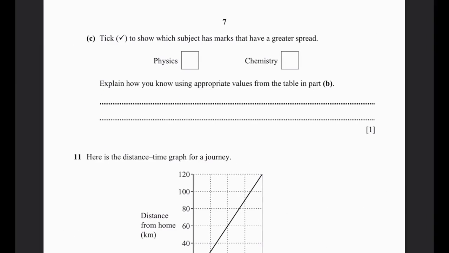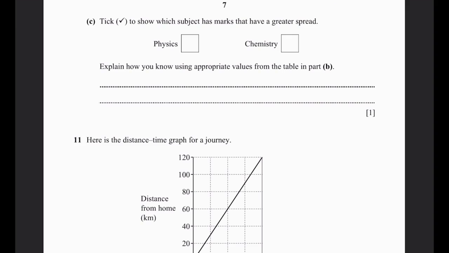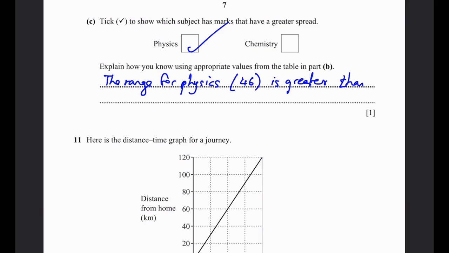C. Tick to show which subject has marks with a greater spread. Explain how you know using appropriate values from the table in part B over here. Actually, physics has a greater spread because the range for physics, which is 46, is greater than the range for chemistry, which is 33. That's the answer.